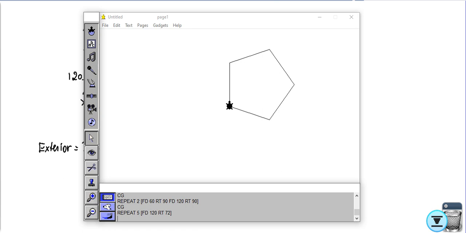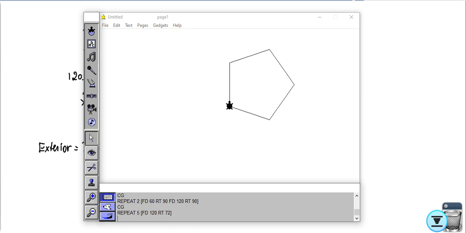So now what happens? What are the commands which I should give to the turtle to draw a hexagon, an octagon, a decagon? It's always the same thing. What changes is the repeat command. Repeat, of course, the number of times according to the number of sides and the exterior angle.